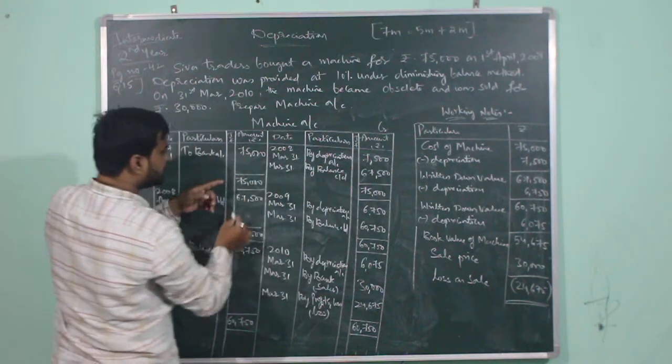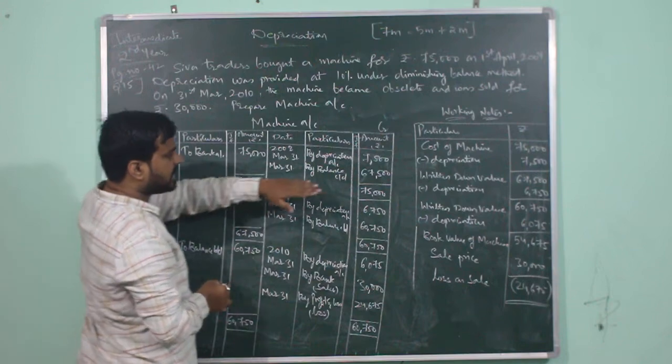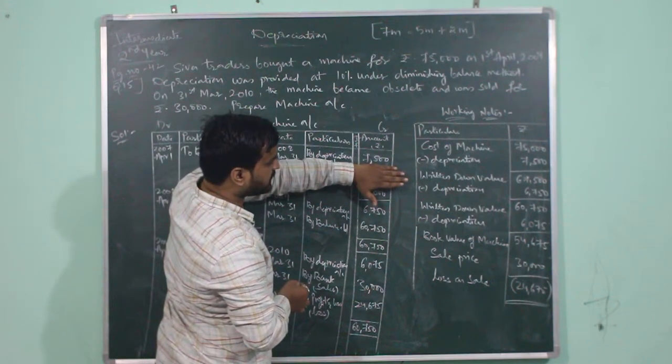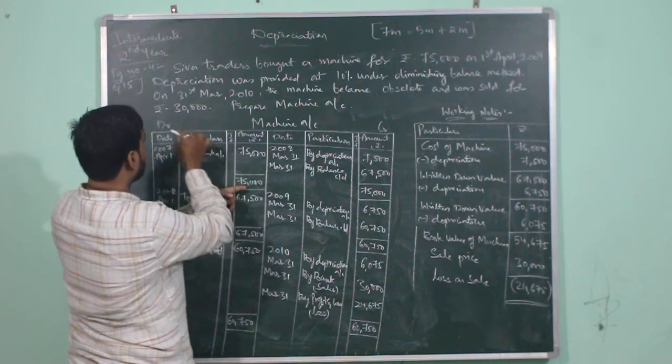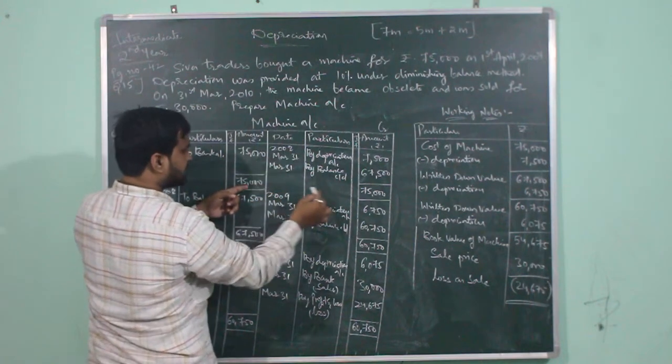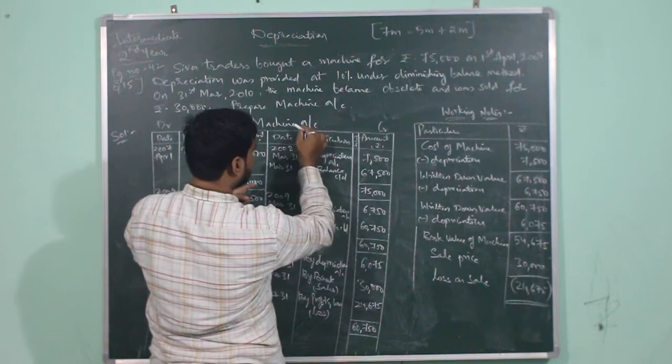Now we will be balancing this. Here the total will be 75,000, and here the total is only 7,500. So what is the highest total among these two? 75,000. So 75,000 will be recorded on debit side of machine account, as well as 75,000 will be recorded on credit side of machine account.